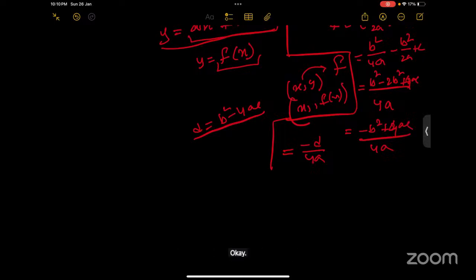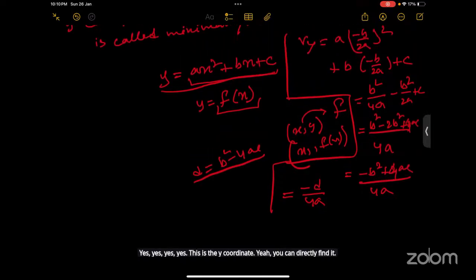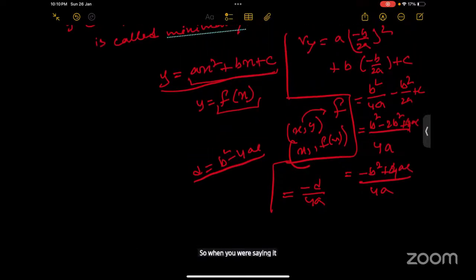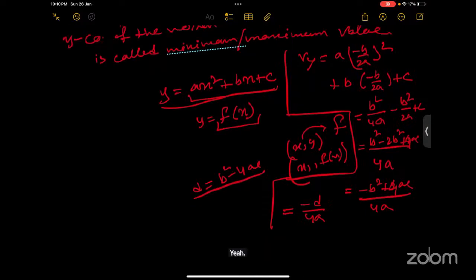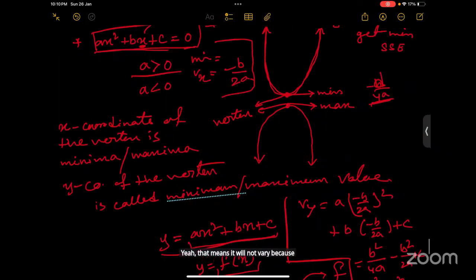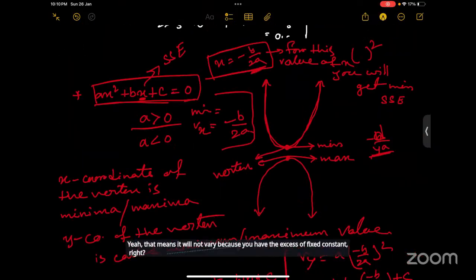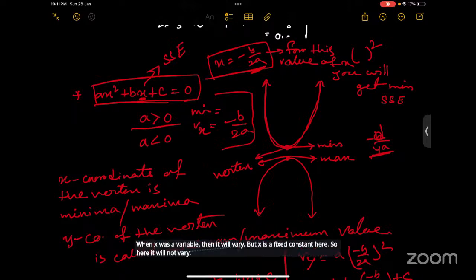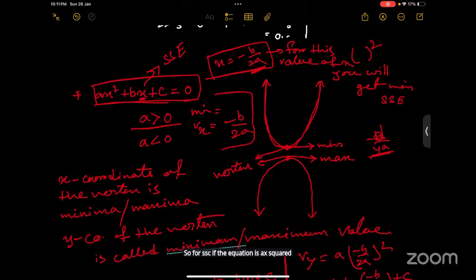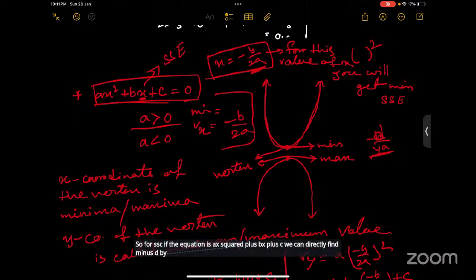So I was saying that for the SSC we can directly find this minus d by 4a. This is the y coordinate. You can directly find it. So when you were saying it varies, it doesn't vary. It's minus d by 4a only. That means it will not vary because you have x as a fixed constant, right? When x was a variable, then it would vary. But x is a fixed constant here. So for SSC, if the equation is ax square plus bx plus c, we can directly find minus d by 4a. That's what I was saying.